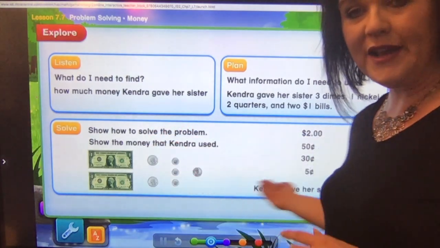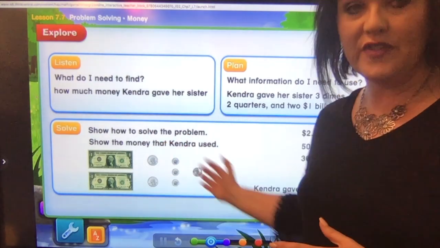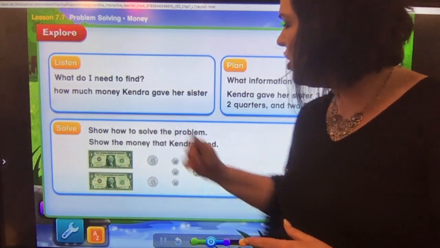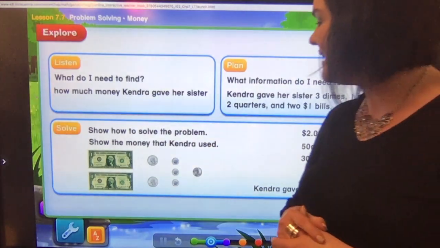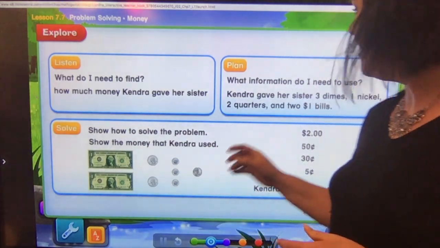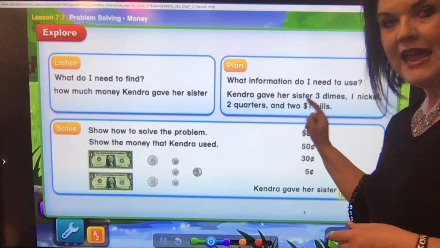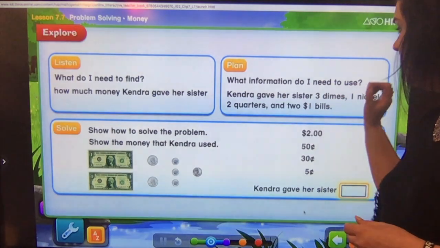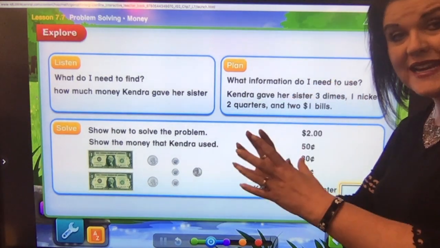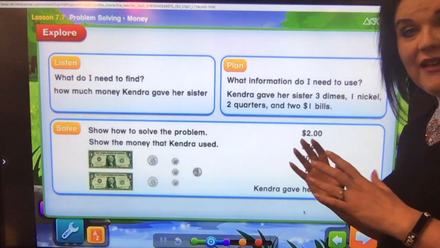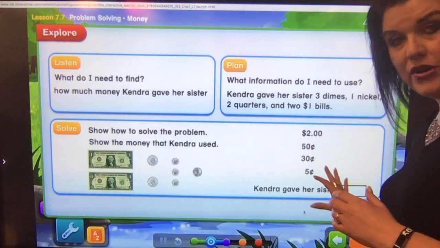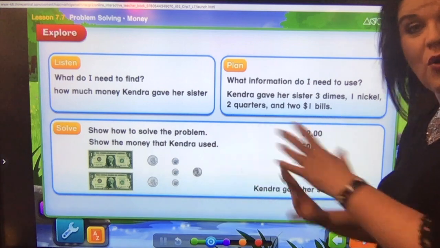So down in this big box is where you get to solve the problem. So it says, show how to solve the problem. Show the money that Kendra used. So we are going to look back at our plan, and we are going to choose the money from the greatest to the least value and put it in order so it's easy for us to organize it.